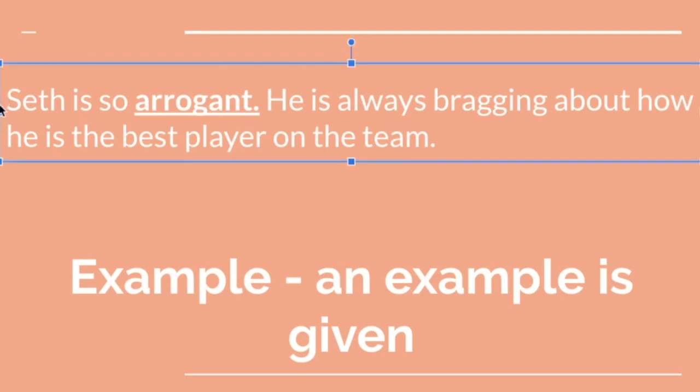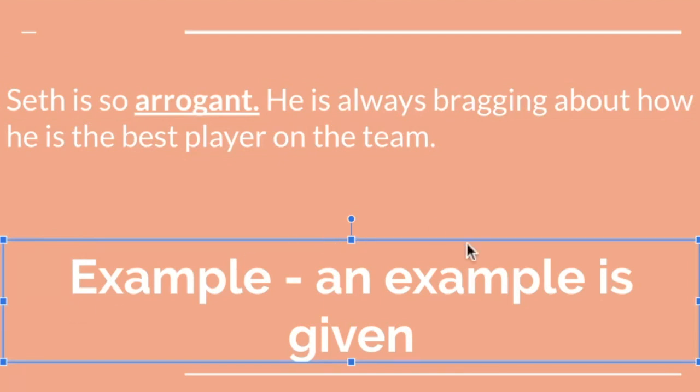Seth is so arrogant. He is always bragging about how he is the best player on the team. Our unknown word is arrogant. And if I read, it says what he does. He is always bragging about how he is the best player on the team. So I think that someone who is arrogant might brag and talk about themselves or think that they're better than other people. This is an example of an example clue, where an example is given.